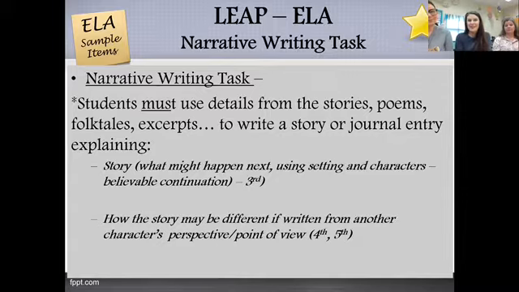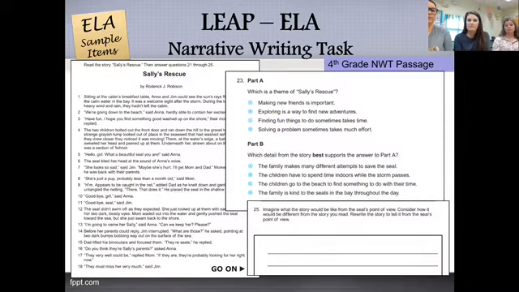The narrative, it could be write this story from another character's point of view. It could be journal entries. We've come across those a lot, so we practice those journal entries. So these are just going to be examples of the narrative writing. This is a 4th grade one. You can see in the task down there, it tells them to imagine what the story would be from somebody else's point of view.